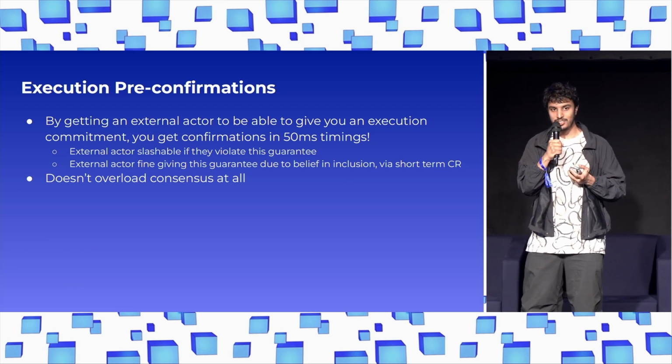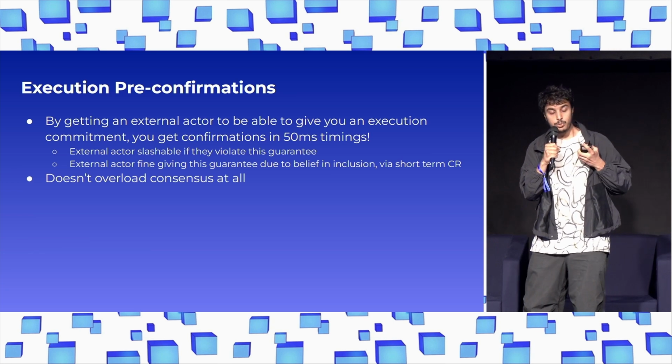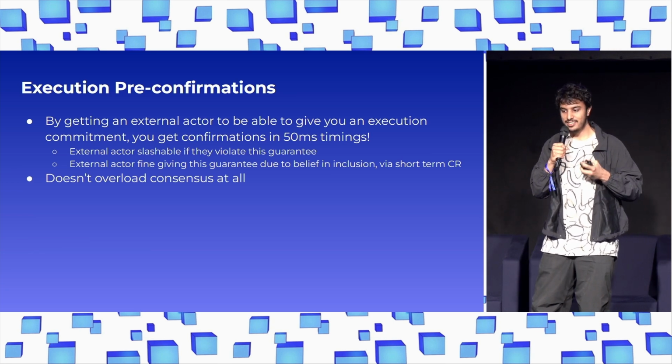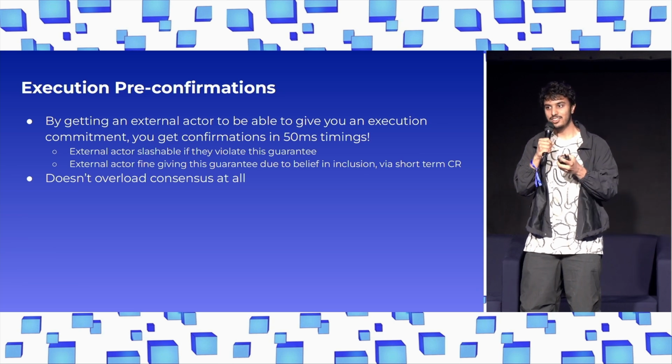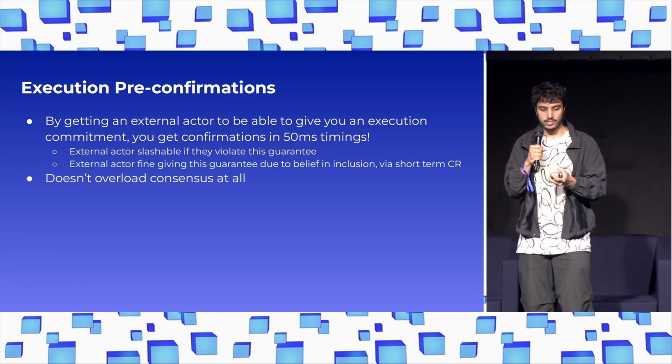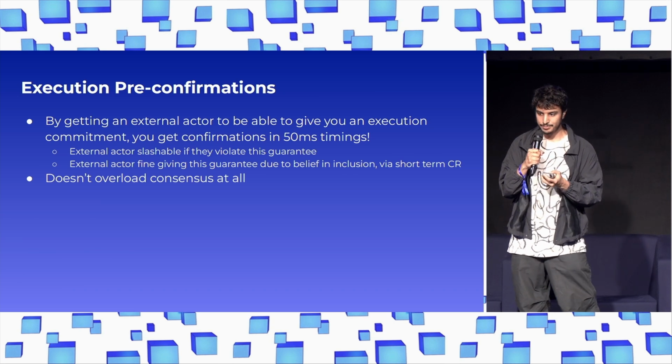And what's even nicer is this won't overload consensus at all. We just need the guarantee that the intent solver believes they can get into the chain quickly, which just depends on short-term censorship resistance guarantees.